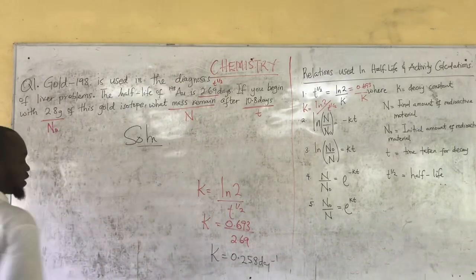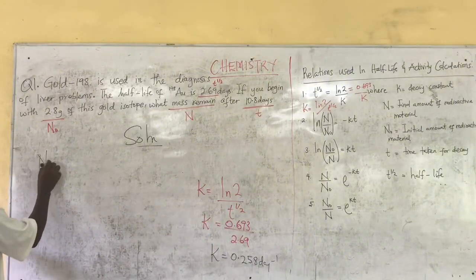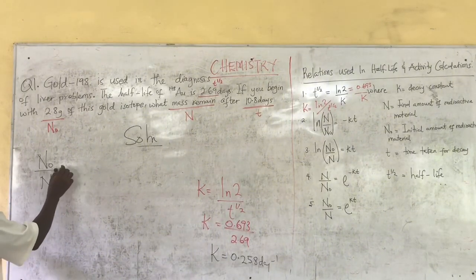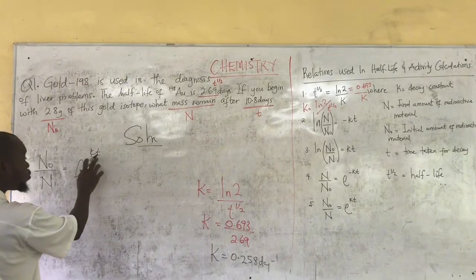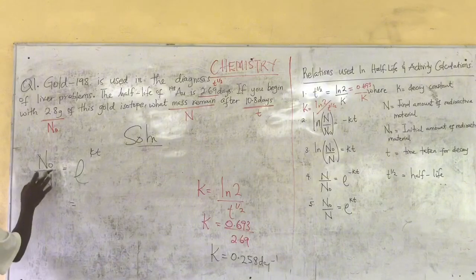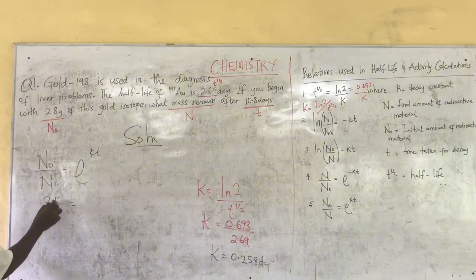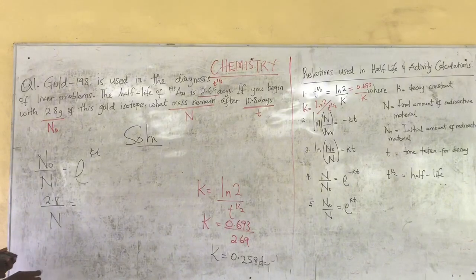So now we have our k. So from the relation, n naught over n is equal to e^(kt). We now know our t, we now know our k. Is that okay? So what is our n naught? Our n naught was given as 2.8 divided by our n. We don't know n. Is that okay?